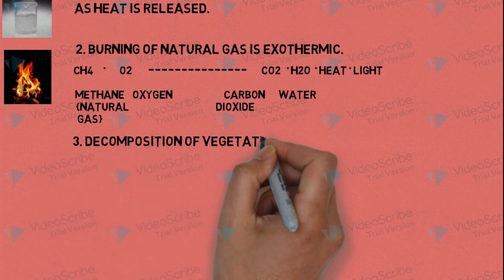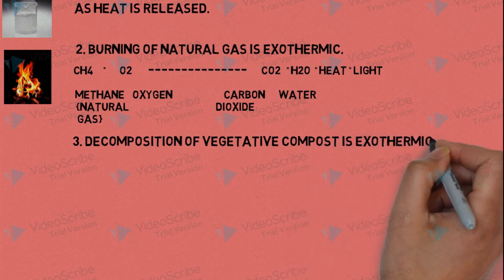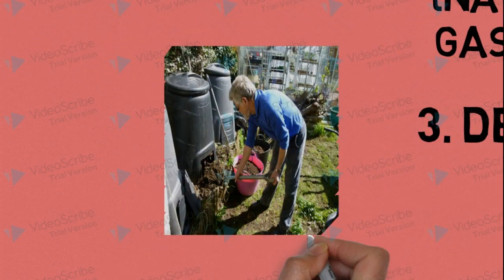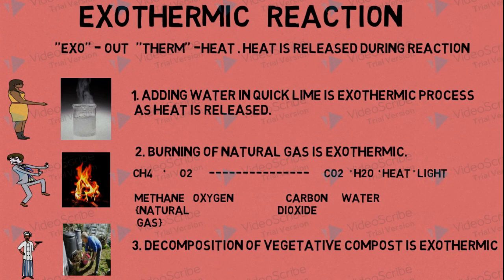Decomposition of vegetative compost is also an exothermic reaction, as in this process also energy is released, and whenever energy is released, energy is liberated, we call such process exothermic.